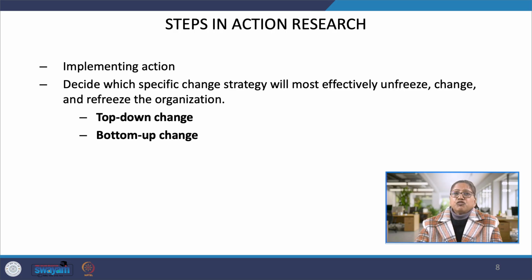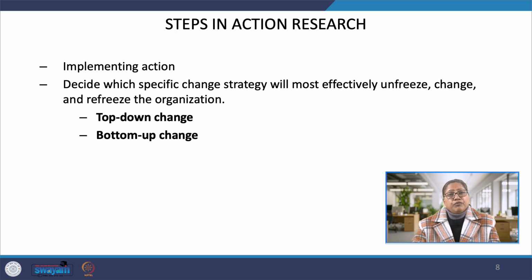Deciding which specific change strategy will be most effective, whether unfreezing, or creating an awareness amongst the employees about why there is a need for change by conducting various workshops or town hall meetings to make them understand how the change is being implemented, and finally making the change permanent, which is called refreezing the change, by having some kind of training or reward mechanisms, making them realize that change is very important by using various strategies to make the change permanent in the organization.